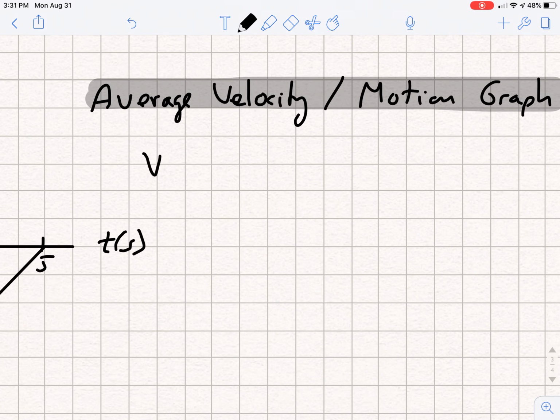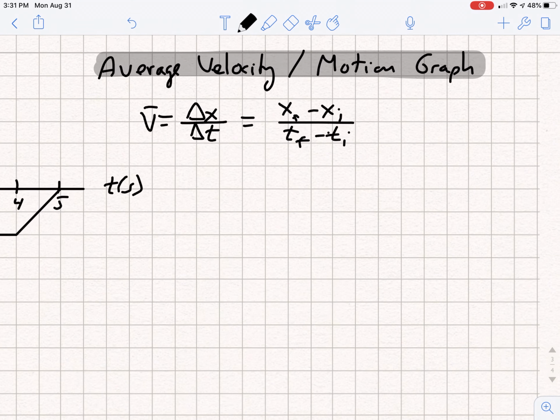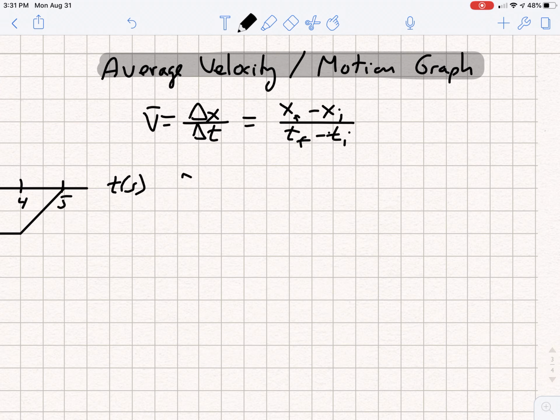Average velocity, if you remember, is change in displacement or change in position over time, displacement over time, which can be rewritten as x final minus x initial over t final minus t initial. So if we begin to fill this out, I always begin by filling out the time intervals first. So the time interval from 0 to 1 second, I would go 1 second minus 0.